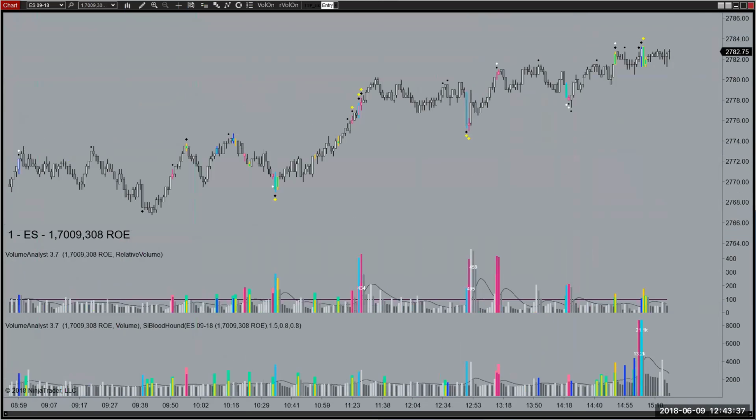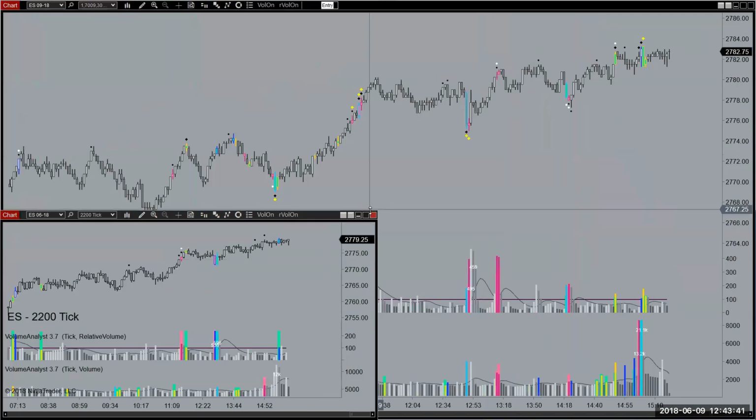So that's the fastest one. That's the row 1 chart. Let's just go through a couple of them here. This is the tick chart.